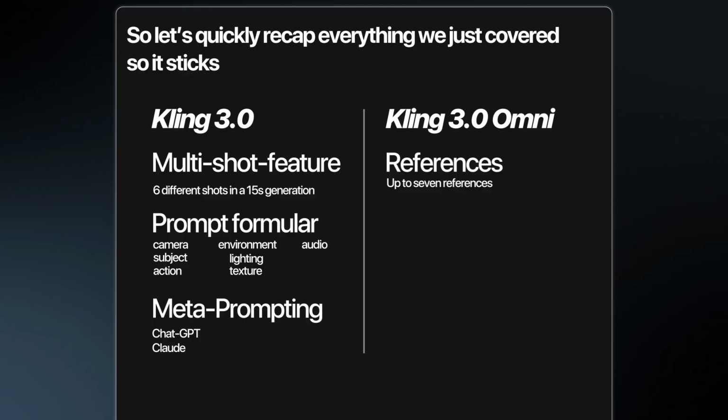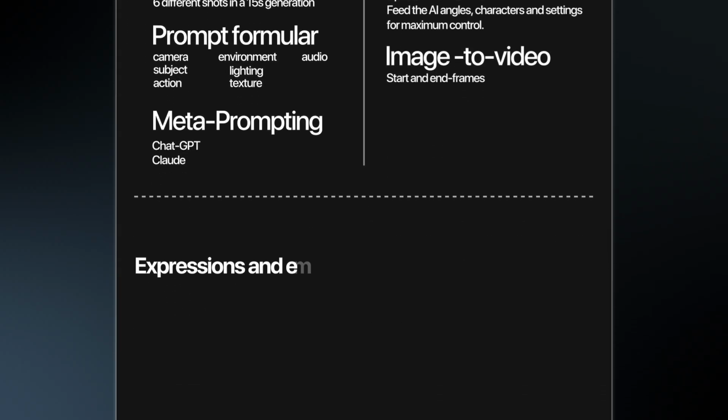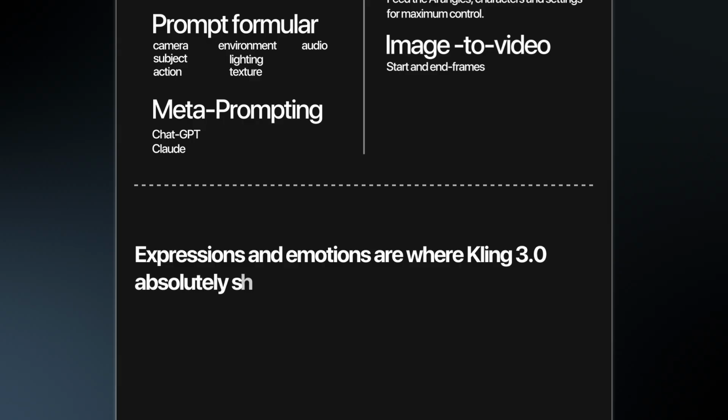Up to 7 references with Omni. Feed the AI angles, characters, and settings for maximum control. Image to video with start and end frames is your most powerful, precise tool. Expressions and emotions are where Kling 3.0 absolutely shines.